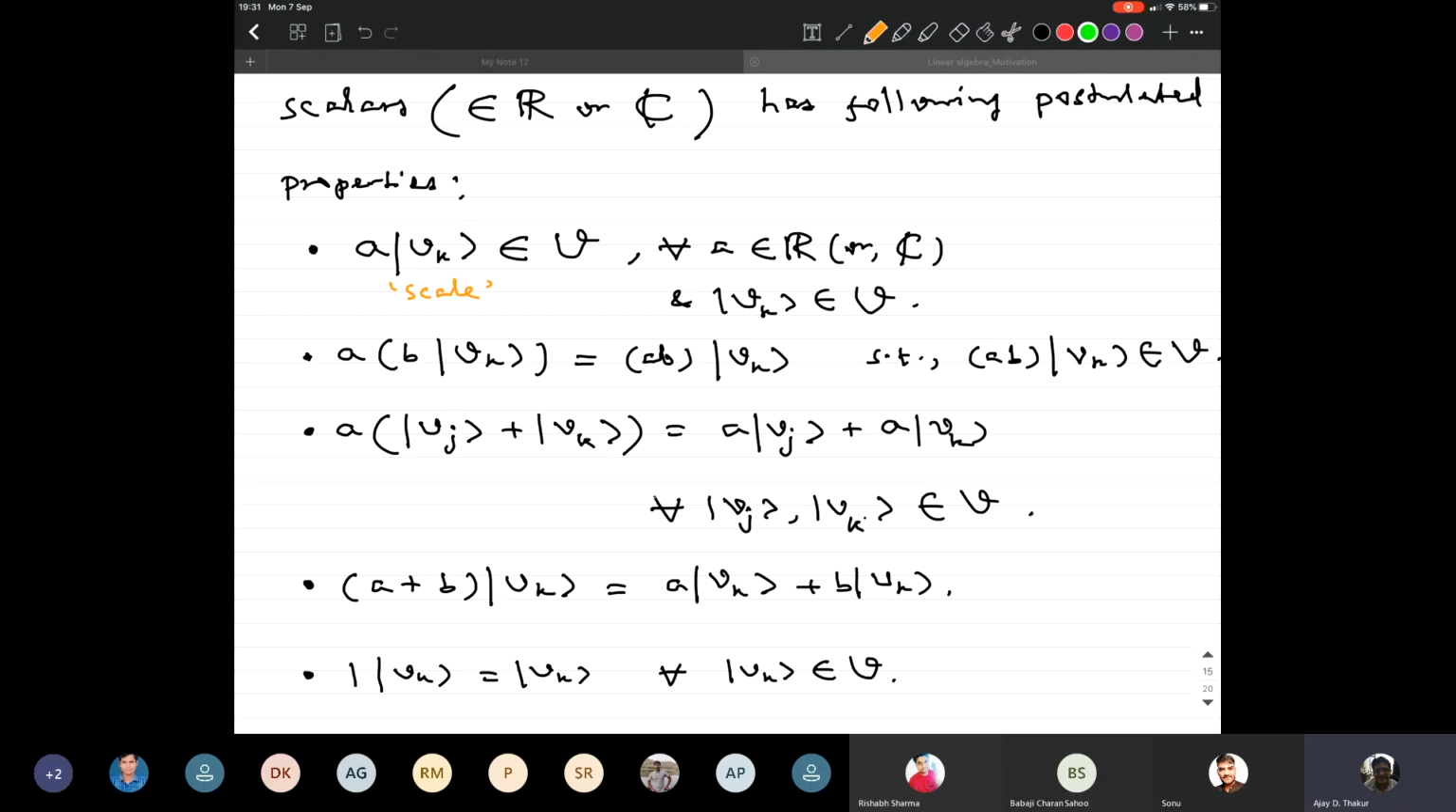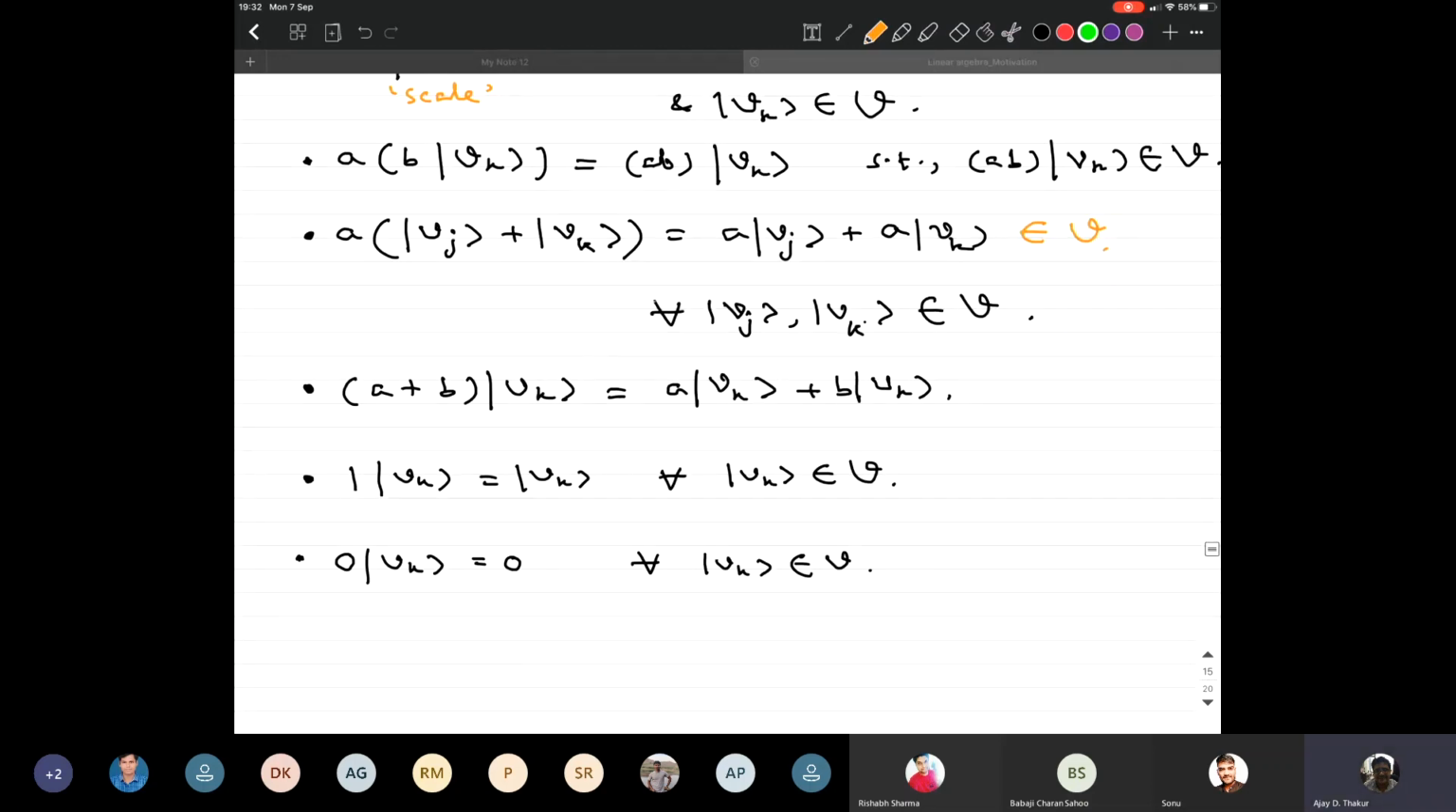So that's another property which has to be satisfied. Whether you scale it first by b and then by a, overall the scaling is as if it is scaled by the product of a and b. Similarly, for multiplication of a to a sum of kets, suppose we have ket vj plus ket vk and you scale it with a, that is equivalent to scaling the individual vectors by a and then adding them together. In that situation also, the final vector is contained in V. So this is crucial.